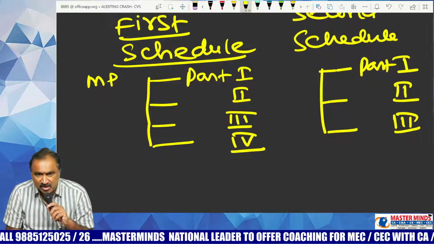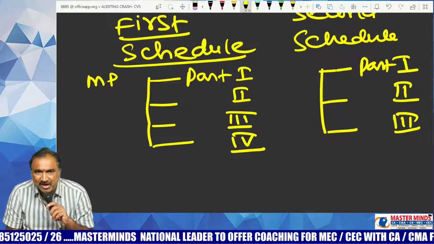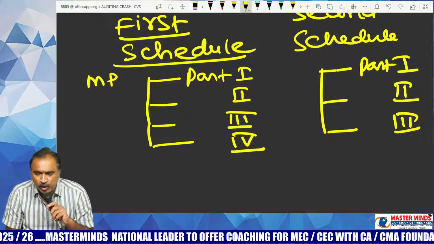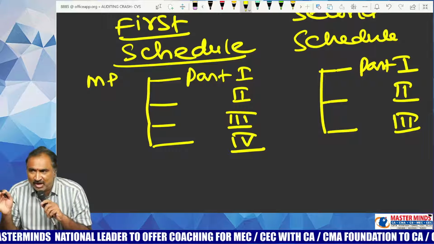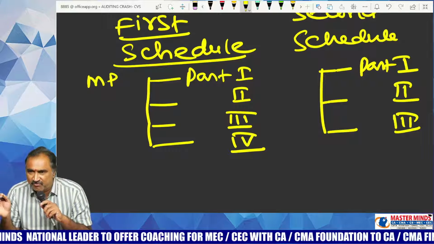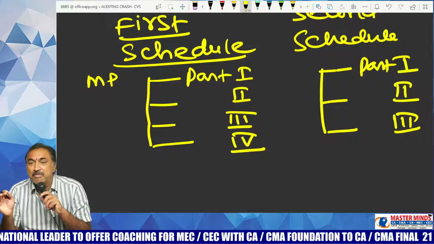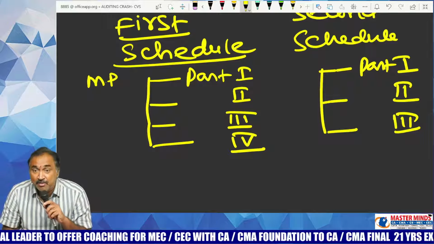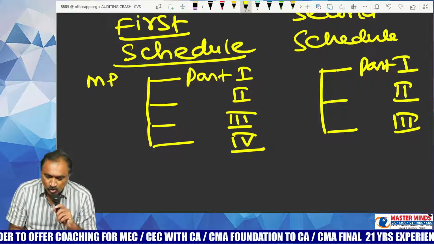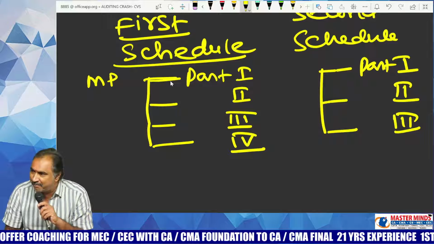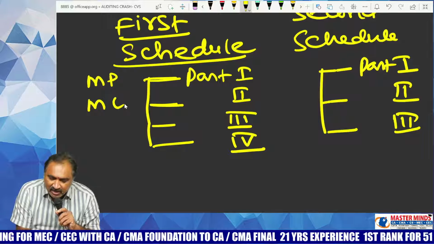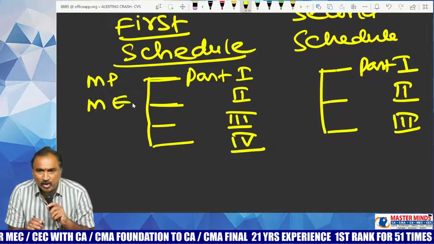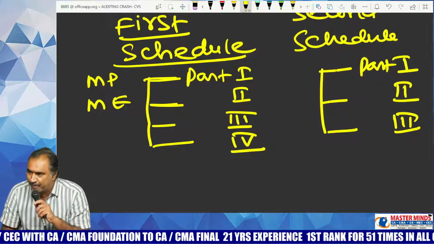All these things shall have to be read and understood by you in your CA final. There is a specific chapter in your CA final called professional ethics, from which you will get a minimum of 16 marks. So part 1 is applicable to members in practice. Part 2 is made applicable to members in employment. They are required to be followed only by members in employment.